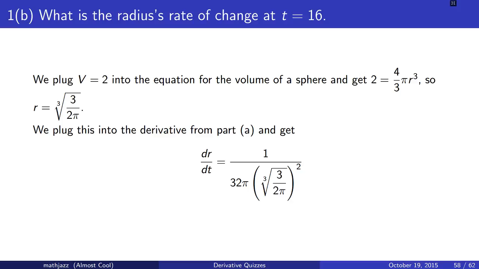We plug this into the derivative we got from part A, and we get dr/dt equals 1 over 32 pi times the square of the cube root of 3 over 2 pi. And we'll leave it like that. Simplifying fractions with radicals in them will be a video for another day.